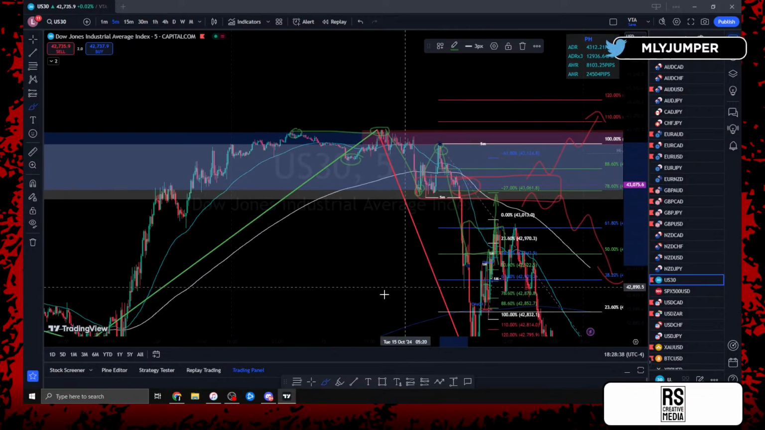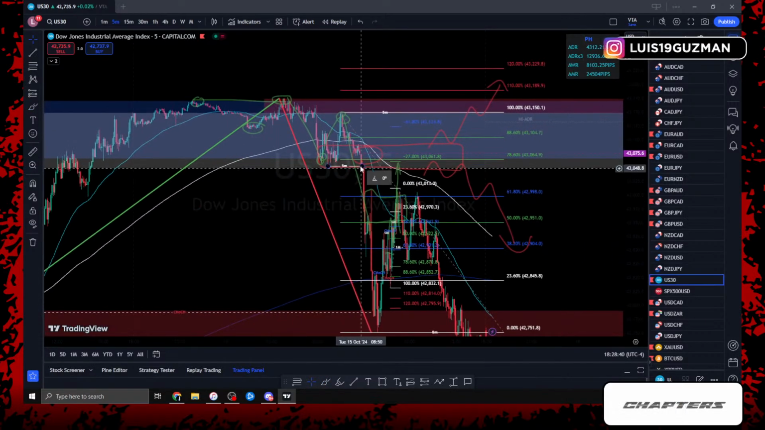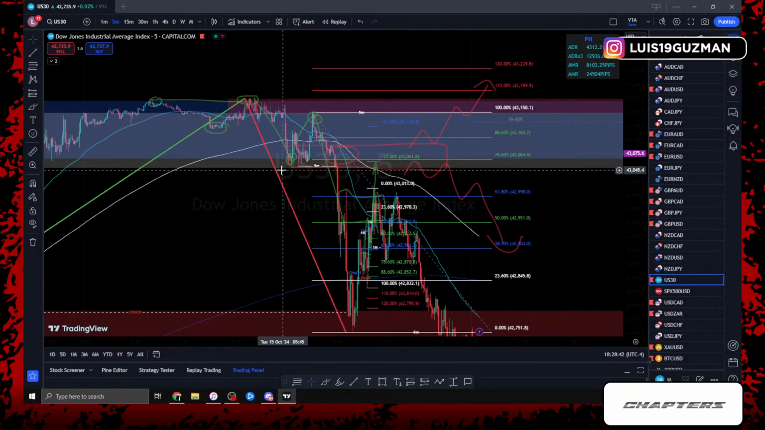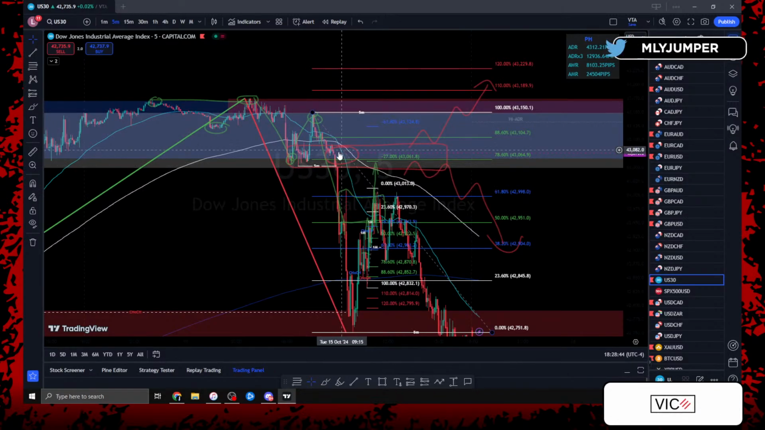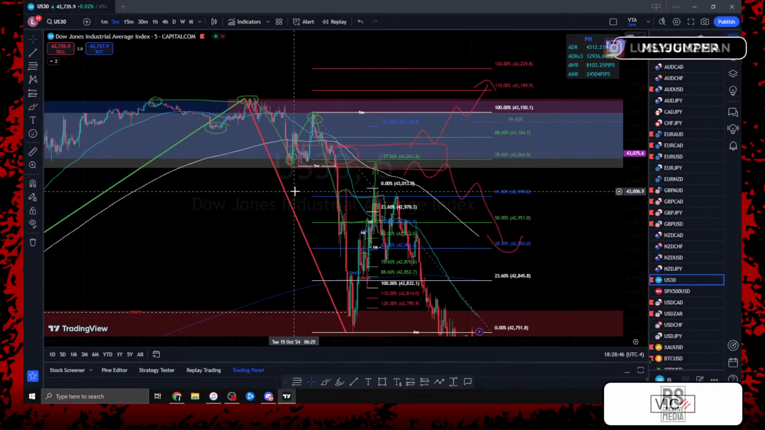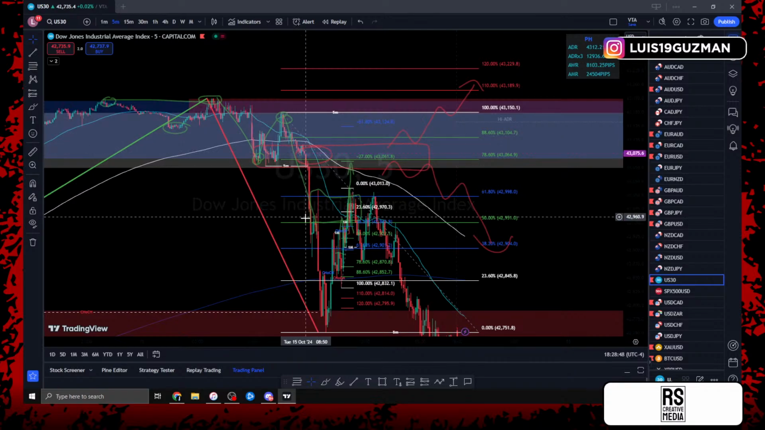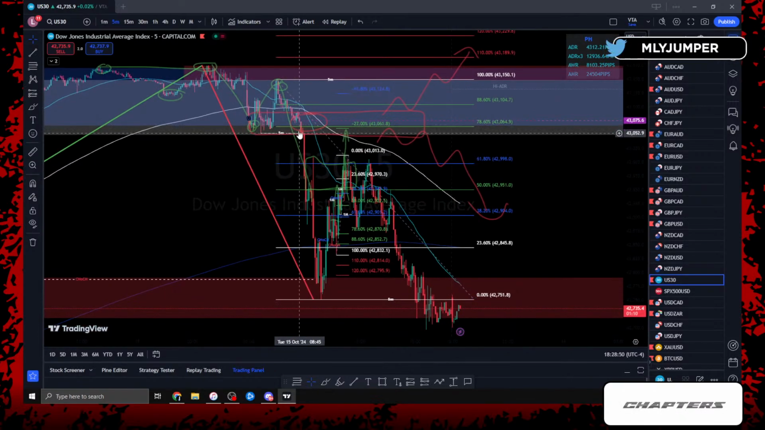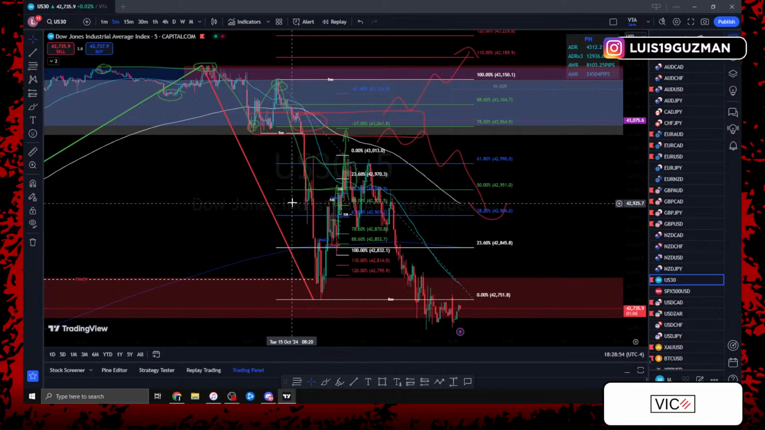Now what happened with this break of structure? A lot of people are like, oh, are you going to be waiting for price to give you a pullback to the break of structure to continue? No, because the break of structure that we had today was a clean break with no pullbacks. What does that tell us? That this is going to be a simple 23.6.